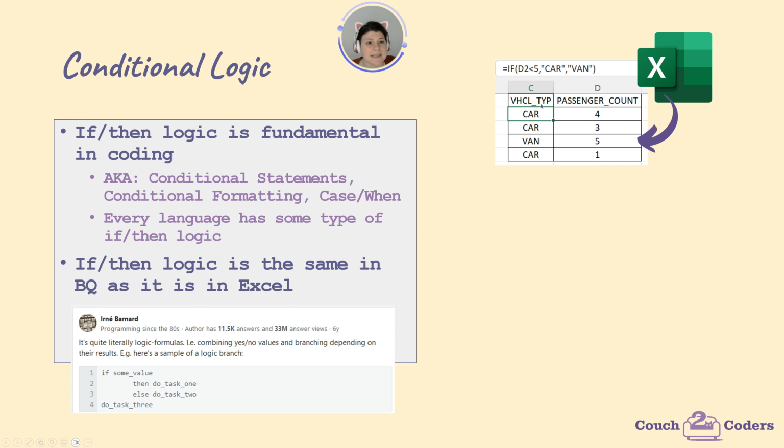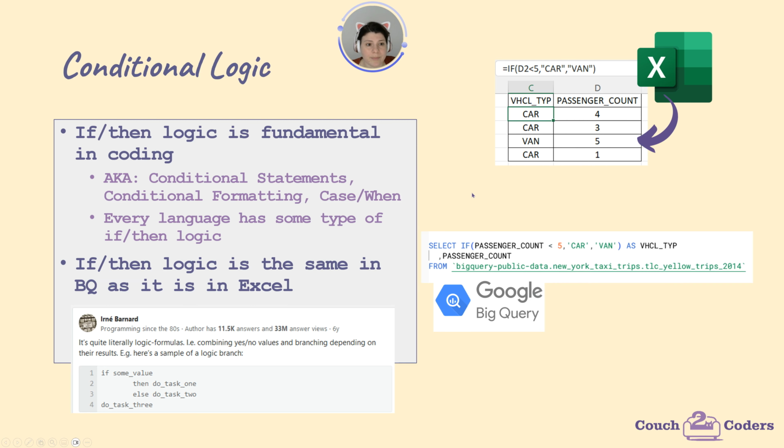So looking at this, I can see in this first row, the value of passengers is 4, so I want it to be car. The next one is 3, that's less than 5, that's also car. Once I get to 5 passengers, now I flip from car to van.